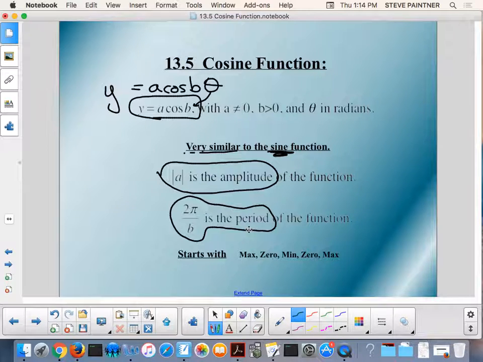Here's the major difference today. The difference between cosine and sine is this. Cosine starts with what? Max. Not 0 max. It's max right away. Max, then what? 0, then minimum, 0. Back to max. And then it just keeps repeating. Okay. And why does that happen? You might be asking me. Well, let me tell you. This is why. But I have to erase this because I want you to answer these questions.